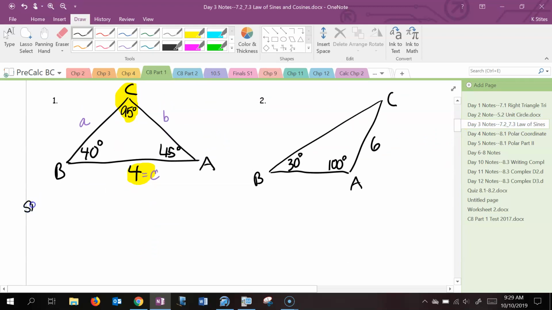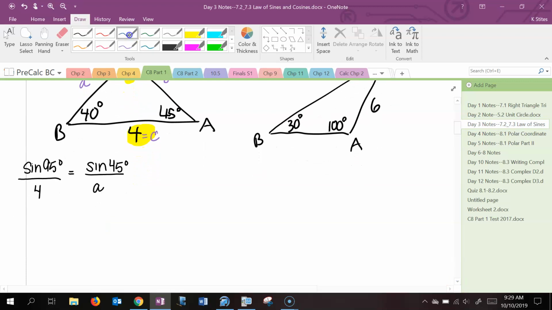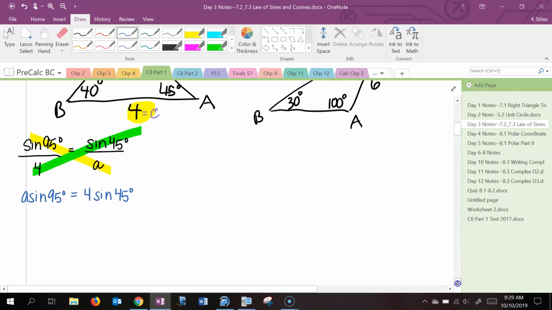So I will start with sine of the angle I have, 95, over its matching side, which is 4. And you can set that equal to sine of whatever other angle you want. So I'm going to do 45 over its side, which is A. And then my favorite thing, when in doubt, cross multiply. So cross multiply. Make sure you put the side in front of the sine. That's how you're going to want to type it in as well.